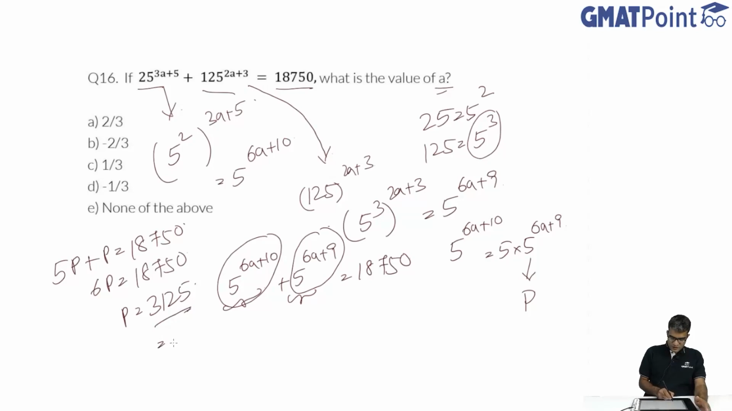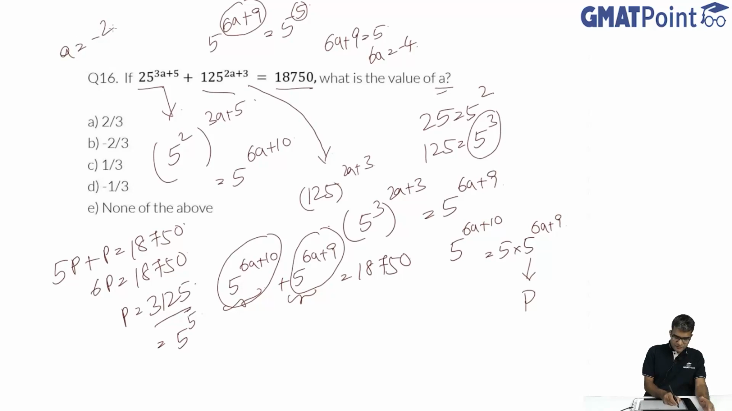3125 is equal to 5 to the power 5. So 5 to the power 6a plus 9 is equal to 5 to the power 5. Like we just discussed, this would imply that 6a plus 9 has to equal 5. Or 6a is equal to minus 4, or the value of a is equal to minus 2 by 3. So the answer for this question is option B.